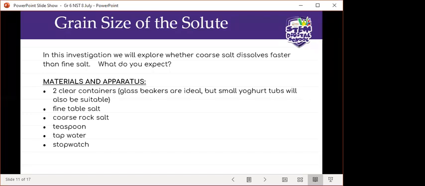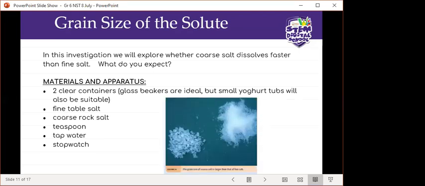So the materials and apparatus that we are going to use in this experiment: we'll need two clear containers, right? A glass beaker would be very much ideal. Then we're going to use fine table salt, and the coarse rock salt. Then we need a teaspoon, tap water, as well as a stopwatch. So here we have the picture. This is showing us the coarse salt, and this is the fine salt. This is the salt that we usually use in our food, but some people also use the coarse salt and just crush it just before they put it on their food.